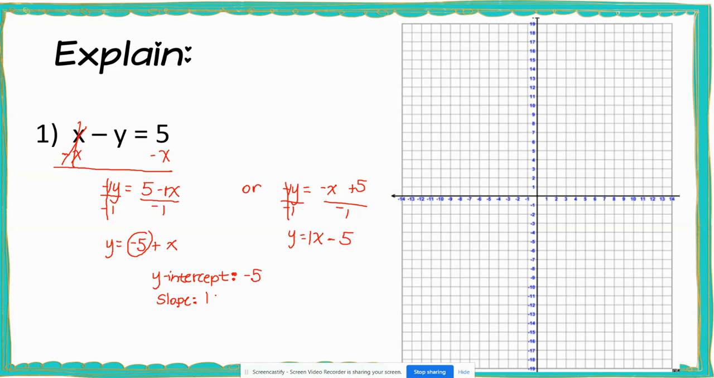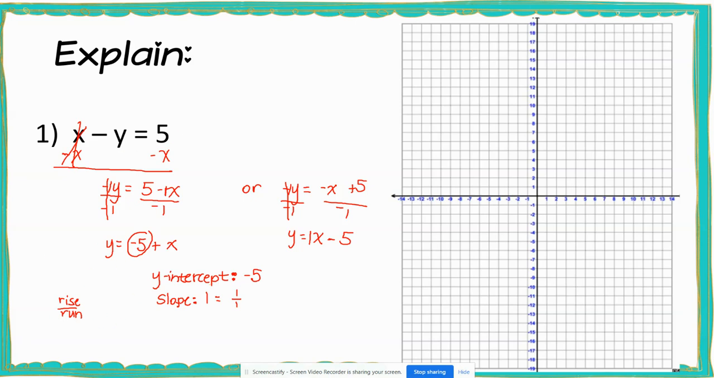The thing about a slope is that when you're using it on a graph, in order for you to graph, slope needs to be in the form rise over run so that you know what direction to move. When you have a whole number for a slope, in order for you to use it for a graph, you want to put it over 1 because 1 divided by 1 is equal to 1. So it's not changing the value of the slope, but it's putting it in a format where you can use it to graph.